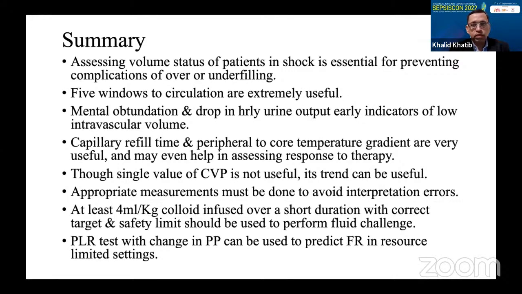At least 4 ml per kg colloid infused over a short duration with a correct target and safety limit should be used to perform a fluid challenge. And the passive leg raising test with change in pulse pressure can be used to predict fluid responsiveness in resource limited settings. Thank you very much for your time.